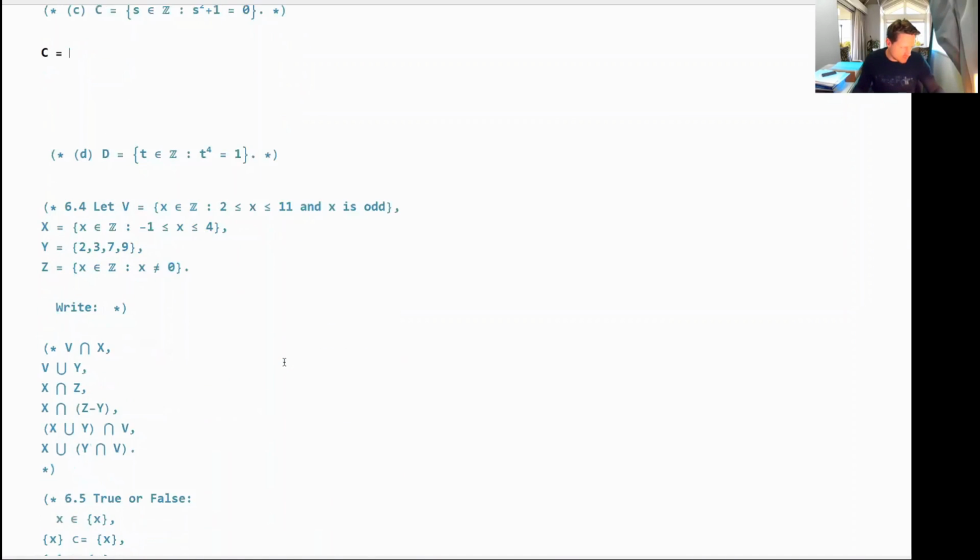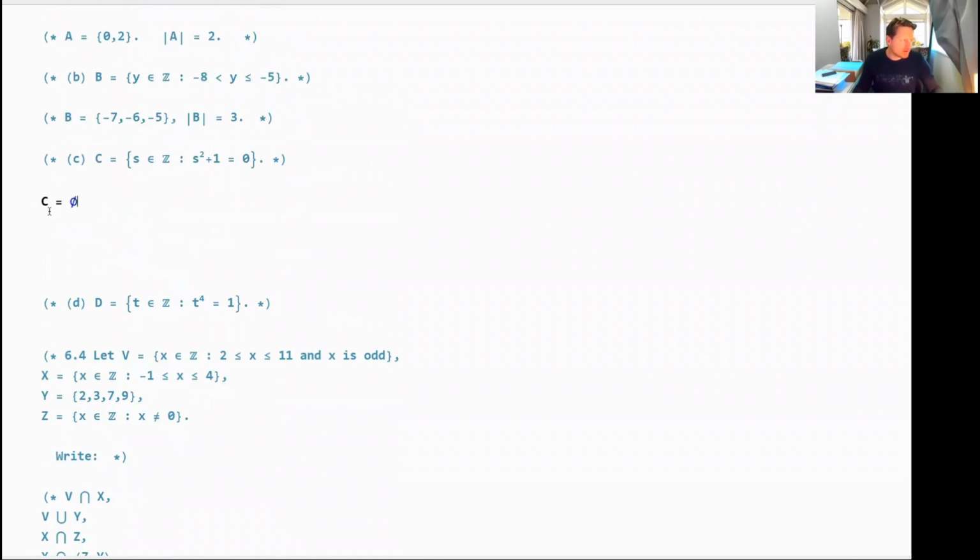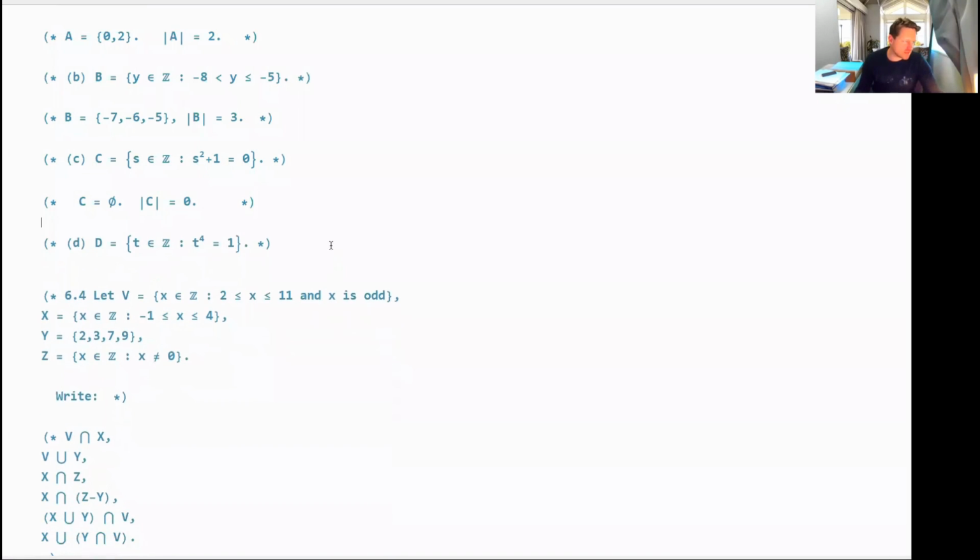Down here, I believe I've got the symbol for the empty set already. So copy and paste that. Put it there. Okay, good. Now, how many elements are in the empty set? Well, if it's empty, then there are no elements in it. So the cardinality of C is equal to 0 because there are no elements in it. Okay, good. Now let's have a look at D.